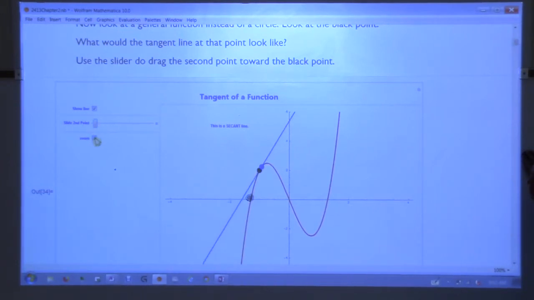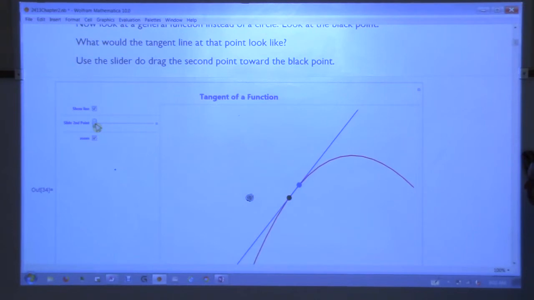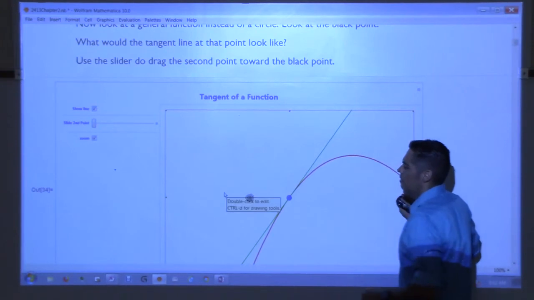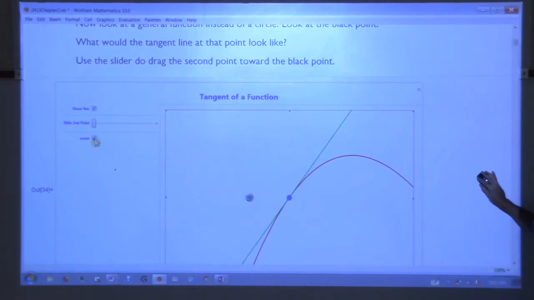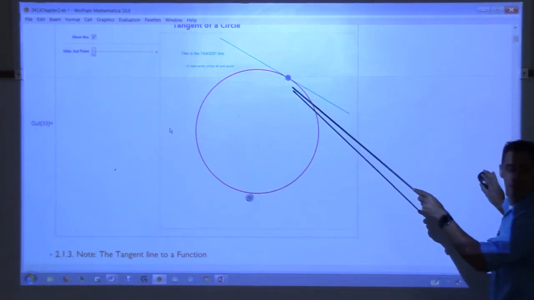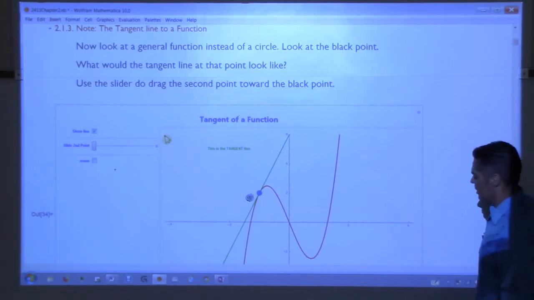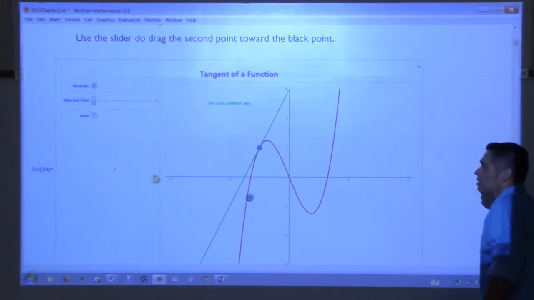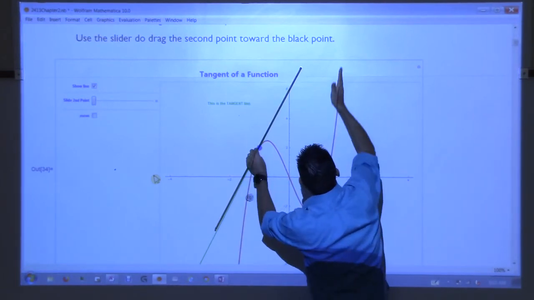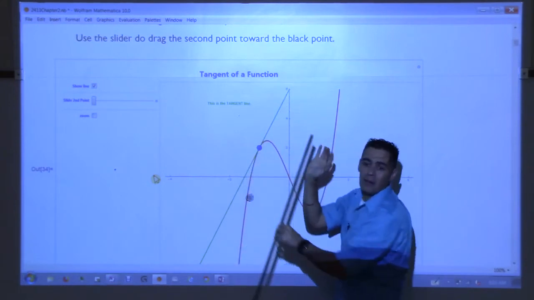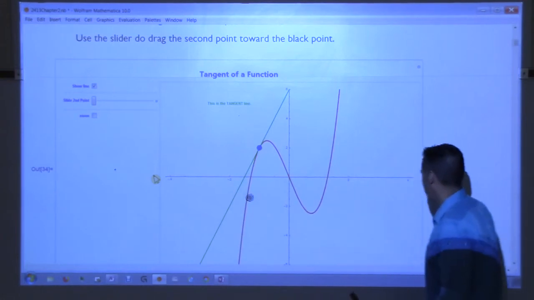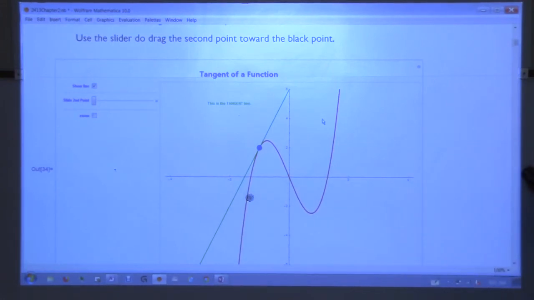Let me zoom in. So we're going to move that right on top, and finally, once we get there, this will be our tangent line. Now, you have to be a little careful because on a circle, this tangent line only hits the circle in one point, right? But on this function, this line only hits the graph at one point here, but it might hit it over here somewhere. That doesn't matter to us. It only matters what's happening locally. Does that make sense?